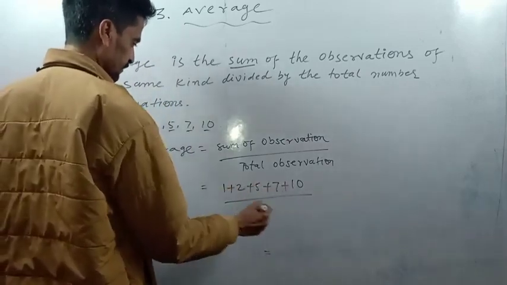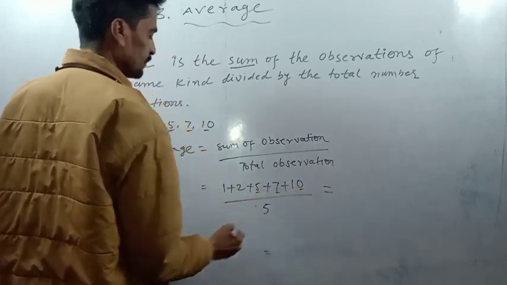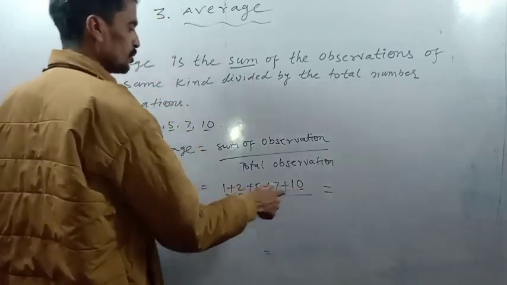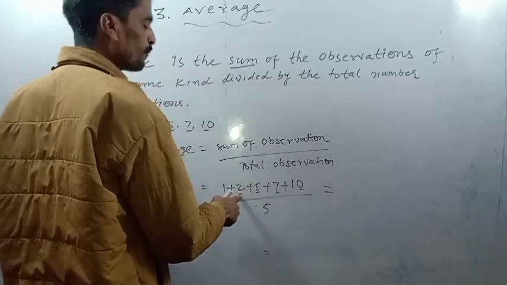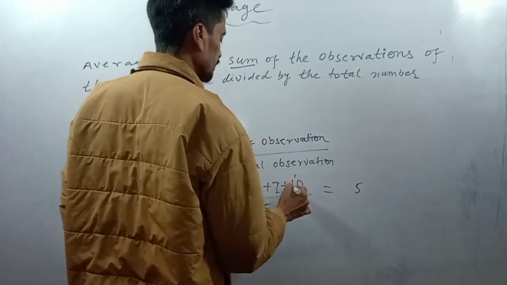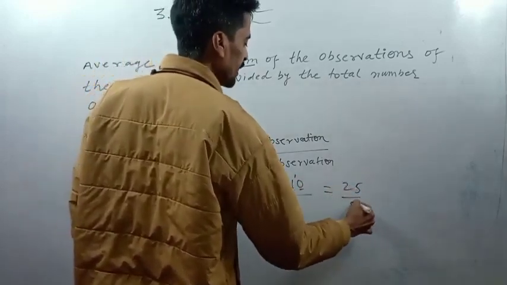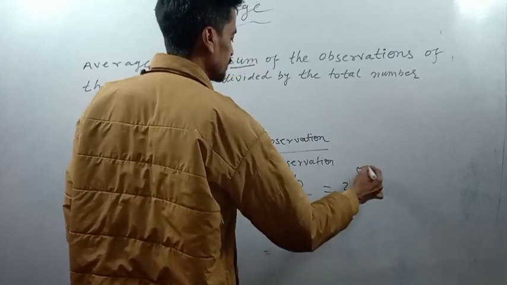1, 2, 3, 4, 5. Now do the sum. 0 plus 7 is 7, plus 5 is 12, plus 2 is 14, and 1 makes 15. 5 goes down, carry 1. 1 and 1 is 2. So it is 25. Divide by 5. 5 fives are 25.